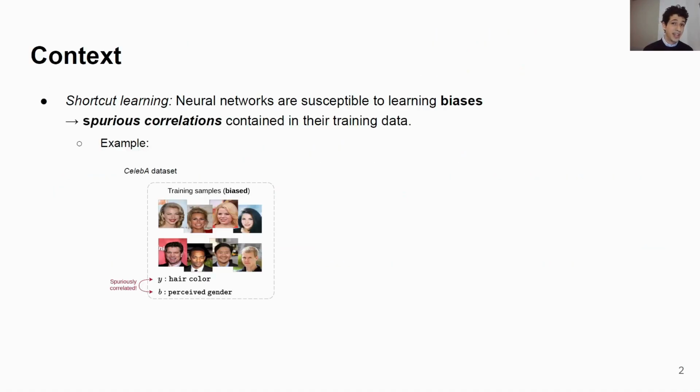So we know that neural networks can perform very well on a variety of tasks. However, these models are also known to be prone to learning biases contained in their training data. And when I talk about biases, I'm specifically talking about spurious correlations.